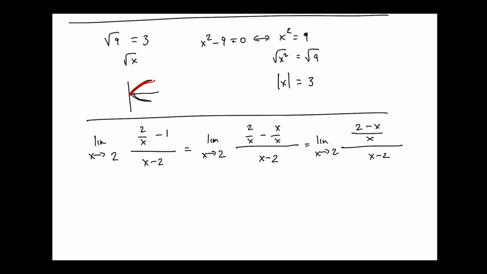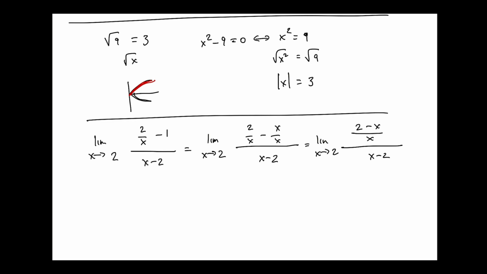Good? Okay, muy bien. Okay, now we need to do the simplification. Does it look like anything cancels right now? But it's not as obvious as it was before. Okay. So what cancels here? 2 minus x and x minus 2 are negatives of each other, right?